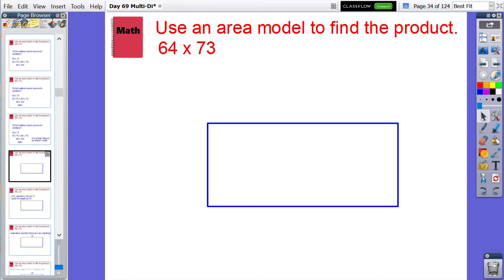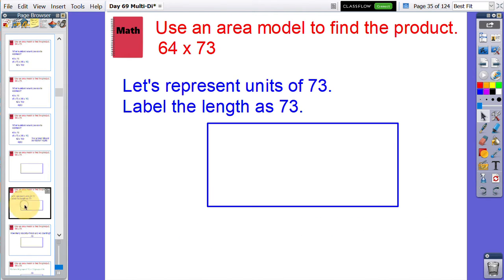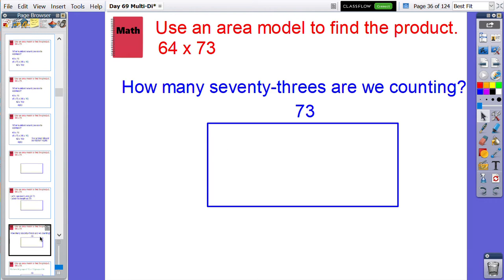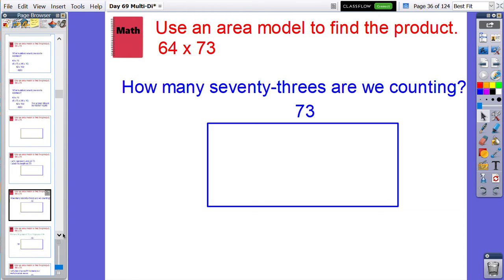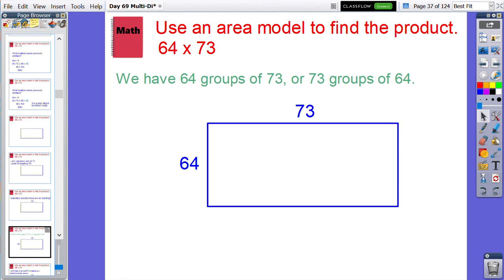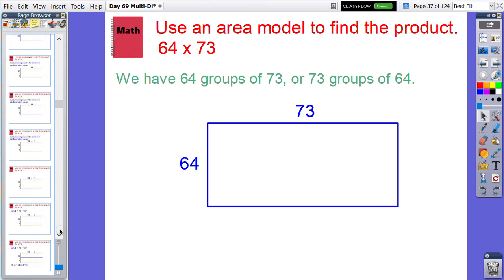Okay, so let's do an area model. Let's represent units of 73. So we're going to label the length as 73. Okay, how many 73s are we counting? 64. We have 64 groups of 73 or 73 groups of 64 because multiplication, as we know, is repeated addition.